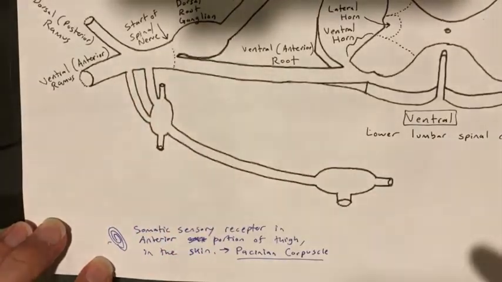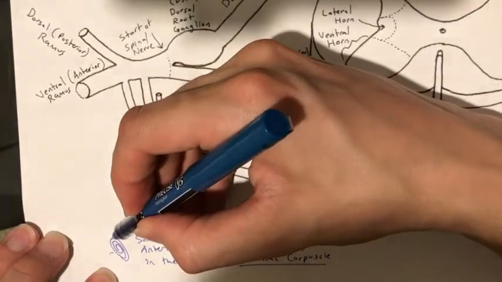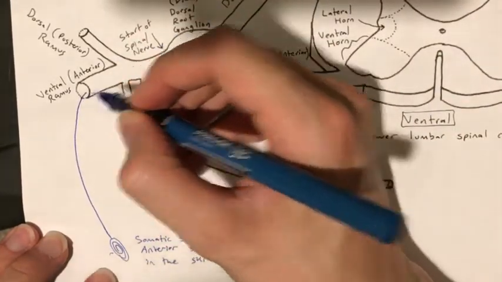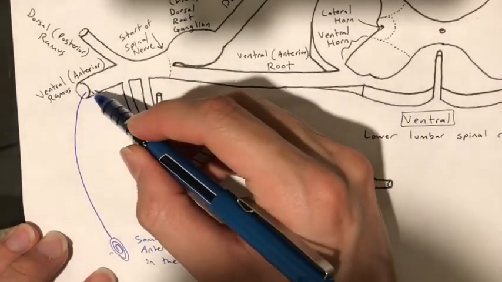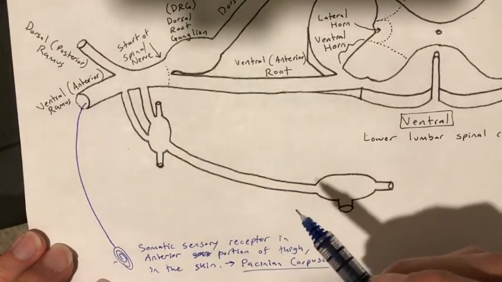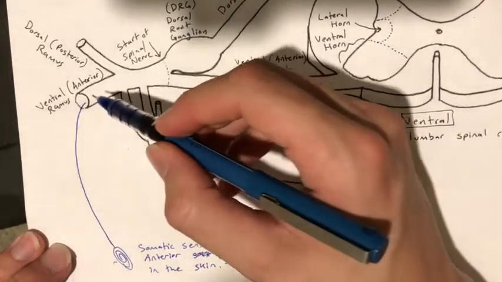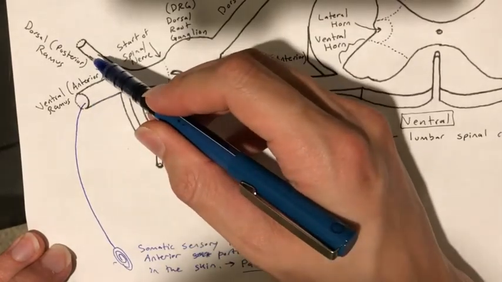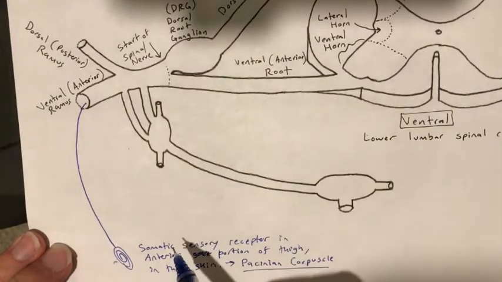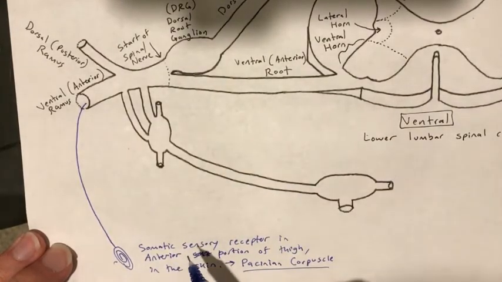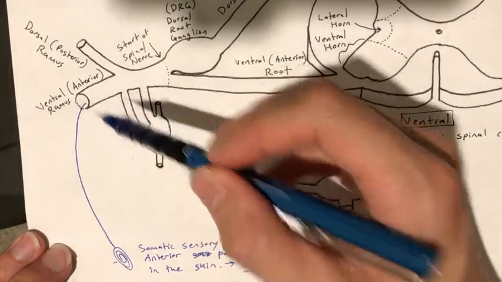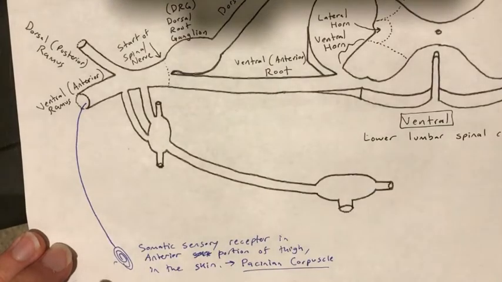And where is that going to send the information? Well, it's going to take information via action potentials through this neuron. And the neuron is first going to be entering this ventral ramus. Why does it go through the ventral ramus? Why not through the dorsal ramus? Well, it's because the receptor's in the anterior or ventral part of the body, and if the receptor is found in the ventral or anterior part of the body, it has to come in through this ramus.